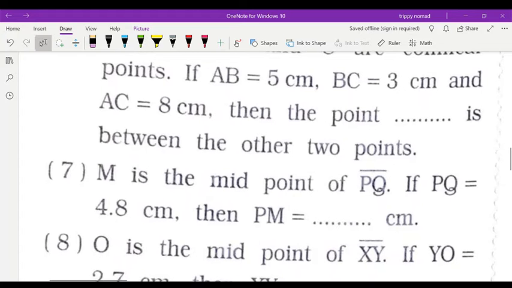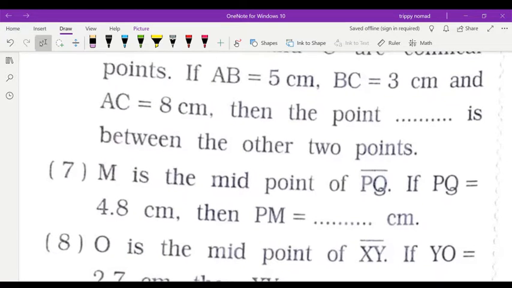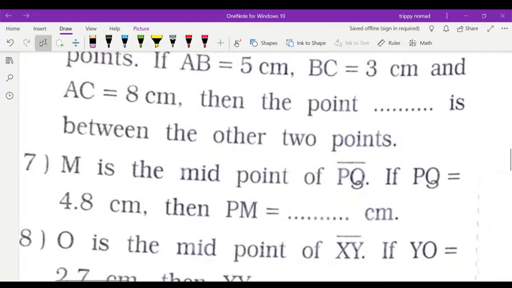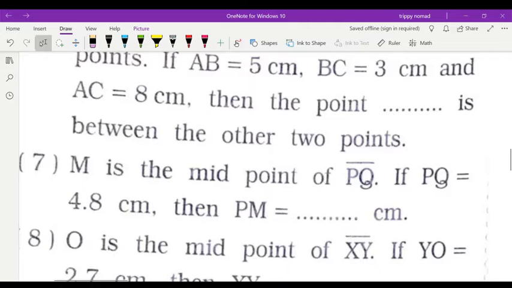Now question number 7, we are going to start. M is the midpoint of PQ. If PQ is equal to 4.8 centimeter, then PM is equal to dash. Obviously, as I have drawn in the fourth question, if it is the midpoint, that means if you divide any given length into two equal parts, you will get two equal parts. You have to divide the given length of the complete line segment by 2.